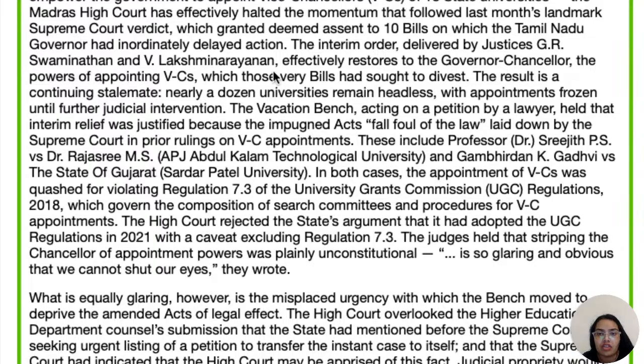Swaminathan and Lakshmi Narayan effectively restores to the Governor Chancellor the powers of appointing VCs. So now, what is happening? The interim order, that's what was given in the title, and that was delivered by these justices. It restores to the Governor Chancellor the power that he can appoint VCs, which those very bills had sought to divest. Okay, so now the bills here, they wanted to divest it, and this is the outcome of it. The result is a continuing stalemate.